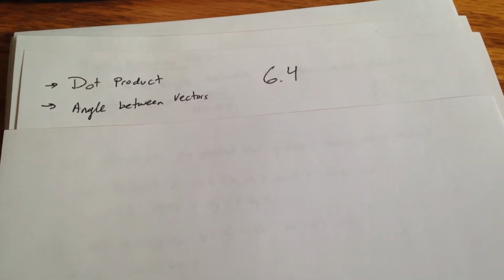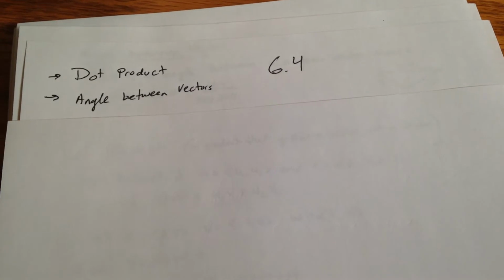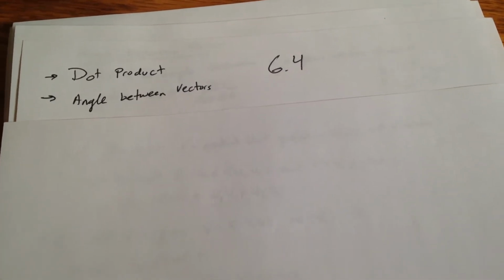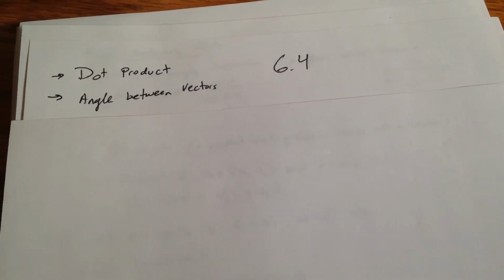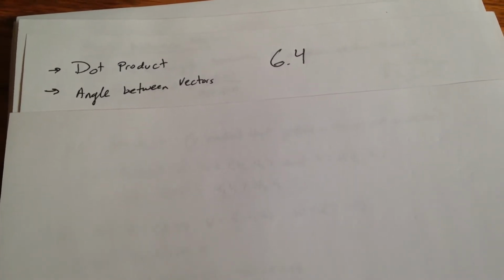Chapter 6, Section 4 for precalc. If I can get through this really fast here, just using my phone and what I wrote down. The only parts of 6.4 we're going to look at are the dot product and the angle between two vectors.